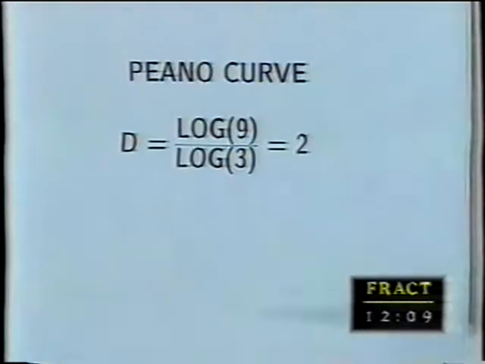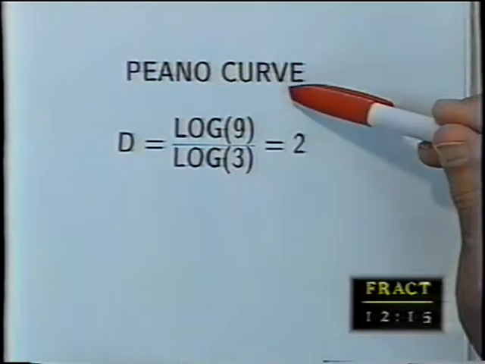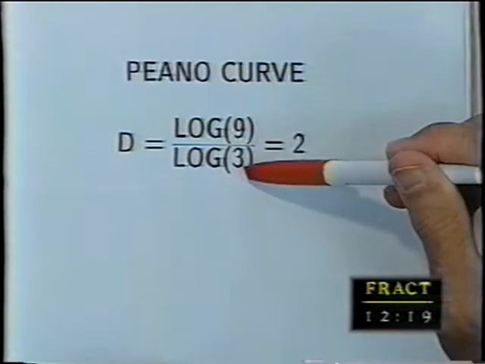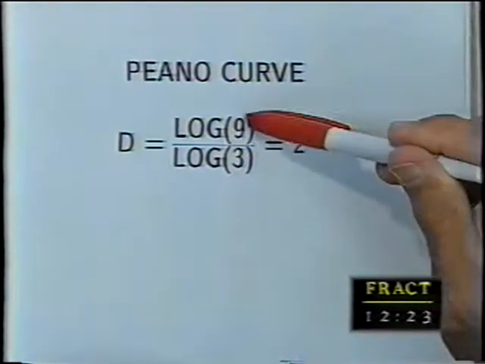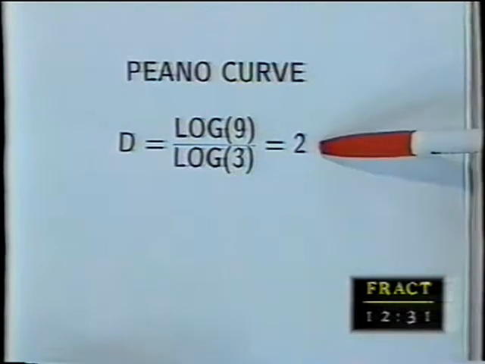Now I'm going to throw you a curve here, a piano curve. It's going to have 9 segments. Each segment is going to be 1/3 of the total length. So 1 over 1/3 is 3, and log 9 over log 3 turns out to be 2. That means it's not a fractal, it's an area. We have something that has an area. Well, let's look at it.